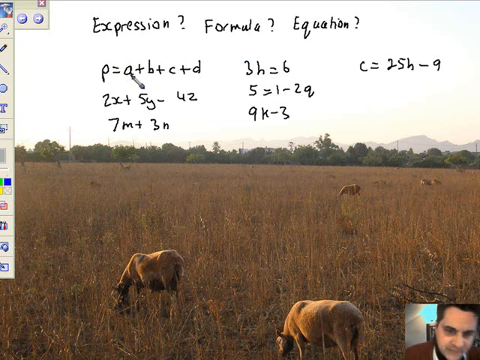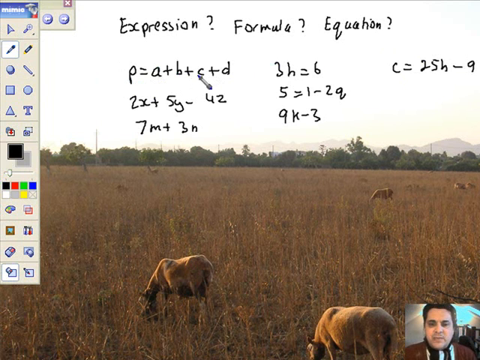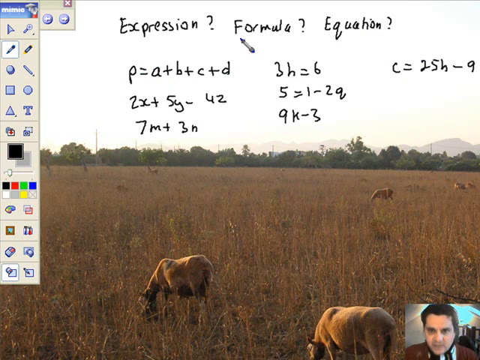Well, let's just take it one at a time. I've got P equals A plus B plus C plus D. It's definitely not an expression because there's an equals there. The choice is a formula or an equation. Well, if it's an equation, it's got to have an equals on it, but then so has a formula. Now, this one, P equals A plus B plus C plus D, can you solve the equation and get me an answer for P, for example? The answer is no, you can't, because you don't know the values of A, B, C and D. Therefore, this one here, the first one, is a formula for something.